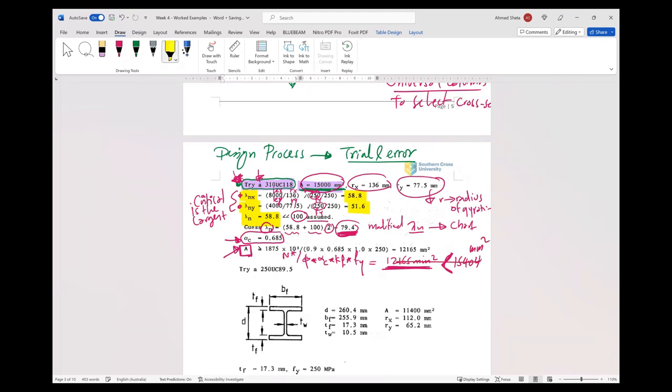So from this step here, we know that the section we have used, 310 UC 118, is unsafe, or sorry, is not adequate.